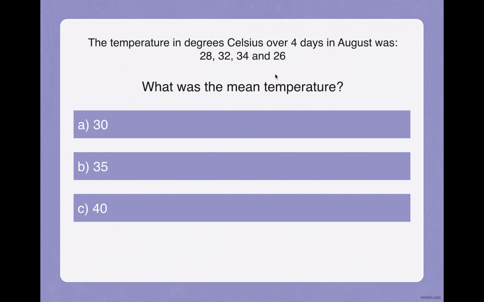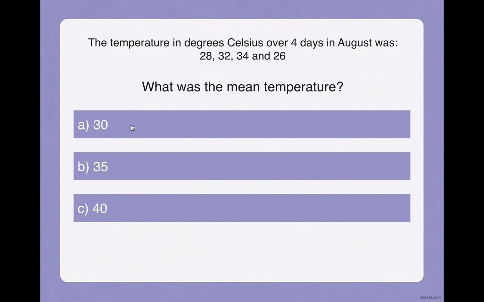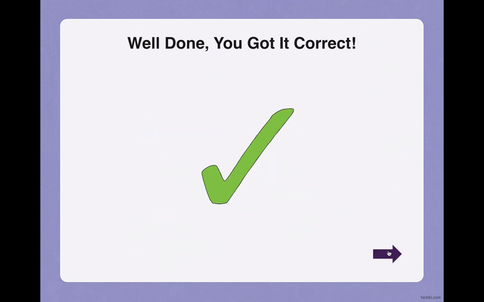So what is the mean temperature? You need to add all of the 4 numbers and divide it by 4. So is it 40? Nope, not that hot. Is it 35? Nope. So the answer for question 4 is 30.